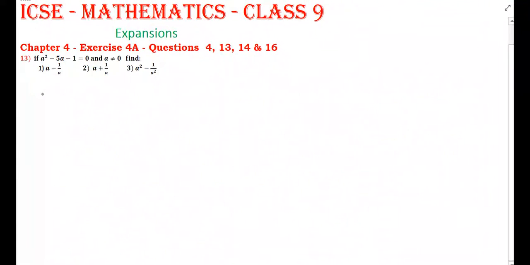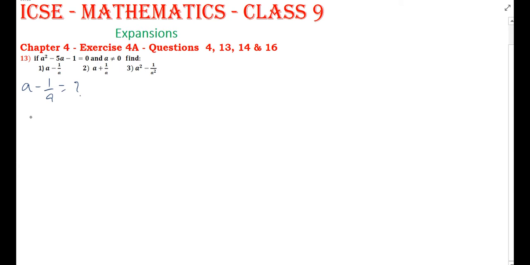Question 13. If a² − 5a − 1 = 0 and a not equal to 0, now find: 1, a − 1/a; 2, a + 1/a; 3, a² − 1/a². So first we will find a − 1/a.